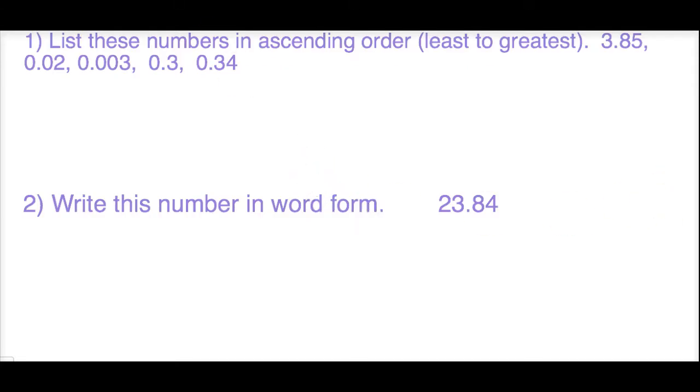So our first question says list these numbers in ascending order. Ascending means to go from lowest to highest, or least to greatest. And our numbers are 3 and 85 hundredths, 2 hundredths, 3 thousandths, 3 tenths, and 34 hundredths. So I'm going to write these numbers down vertically, and I'm going to line up the decimal place so that I can compare the numbers.